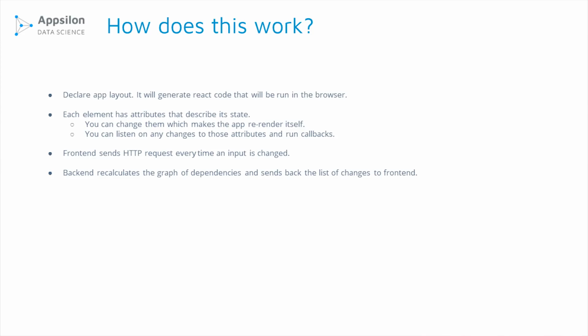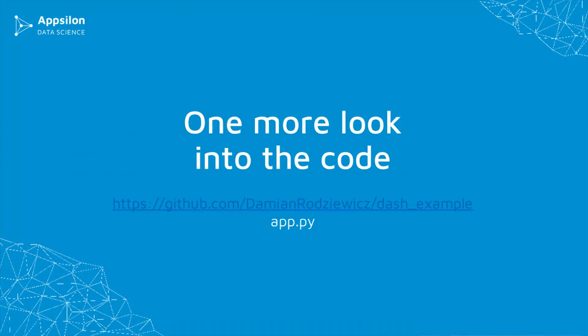Basically, what we do is we change the state of the HTML nodes in the browser, and whenever state changes, it's going to ping the backend that something changed, and it's going to get the result in return. And this is fully written by Plotly, so we don't see it. The important thing to know is that this is done via HTTP requests. So whenever an input changes, you are going to send an HTTP request to the backend, get the results, and update the DOM in the browser. Backend basically recalculates the graph of dependencies and sends back the list of what changed in the frontend.